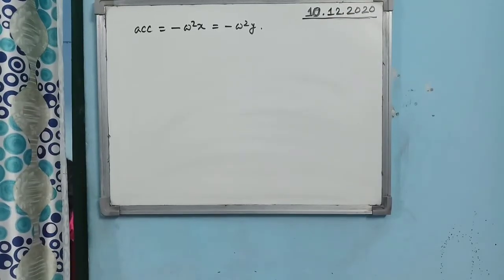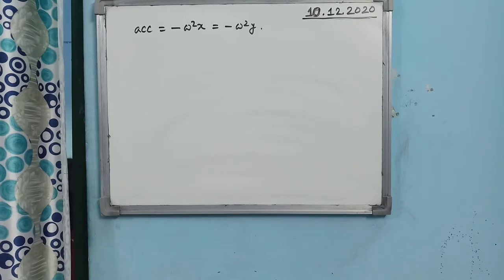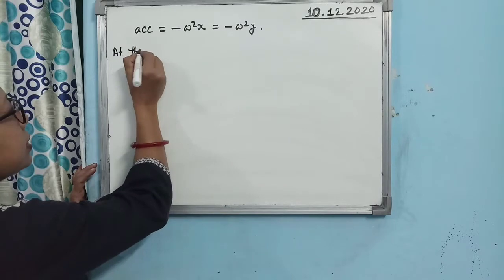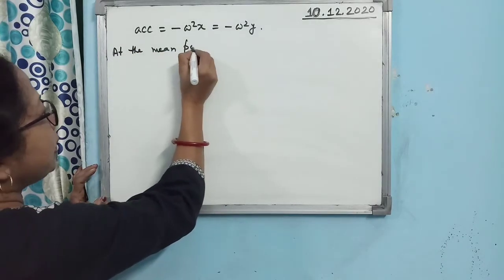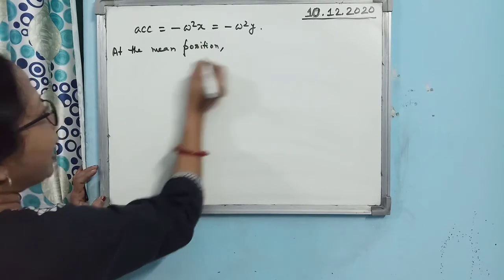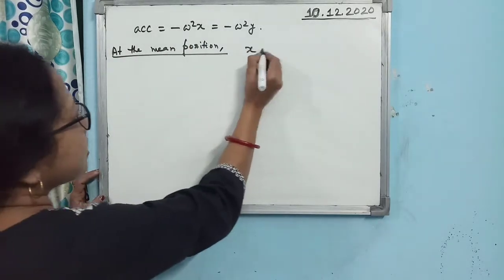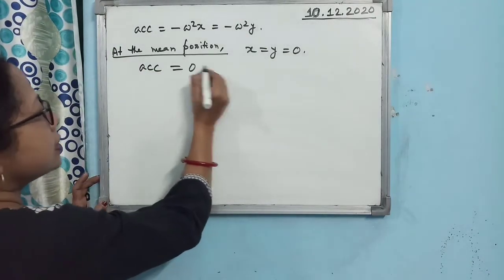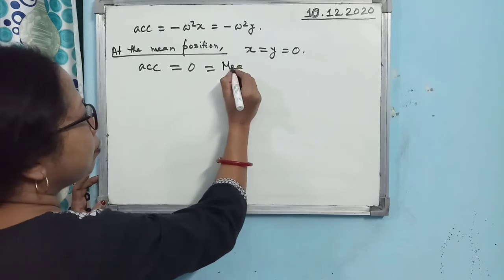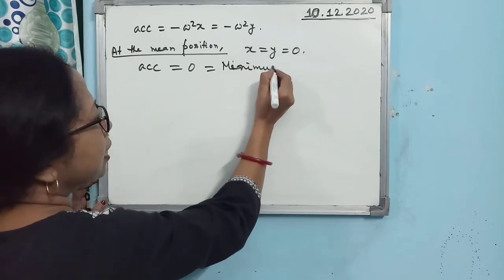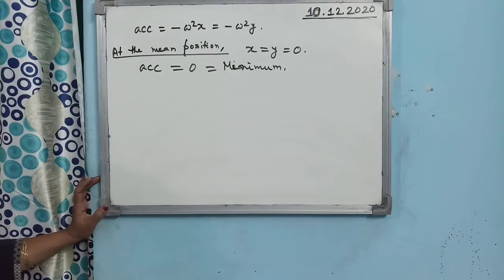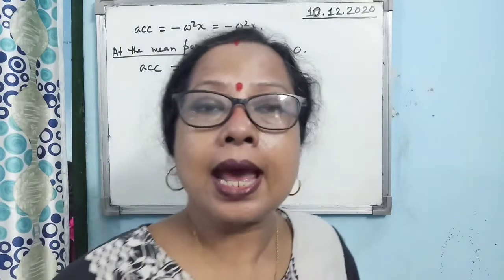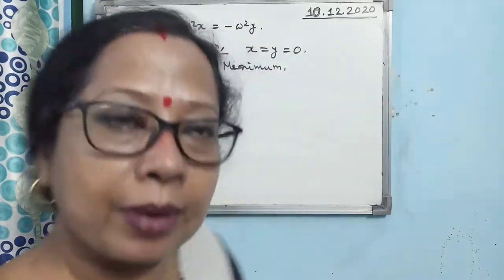So you see, one can write acceleration as minus omega square x or minus omega square y. Now consider the acceleration at the mean position. At the mean position, x and y are 0, isn't it? So what will be the acceleration? 0 means minimum. Alright, acceleration is minimum at the mean position. I hope you can remember. What about velocity? Velocity is maximum at the mean position and the value is given by plus minus omega a.